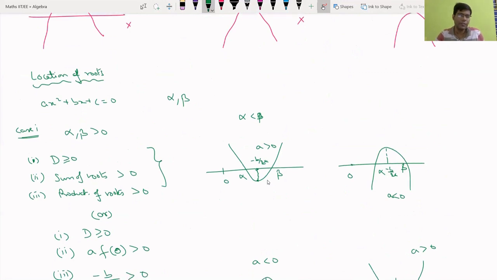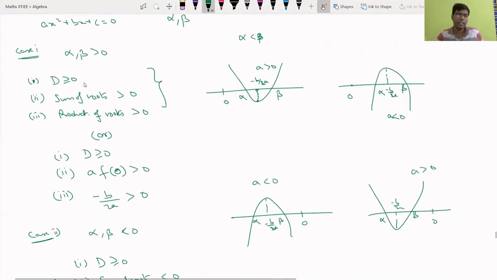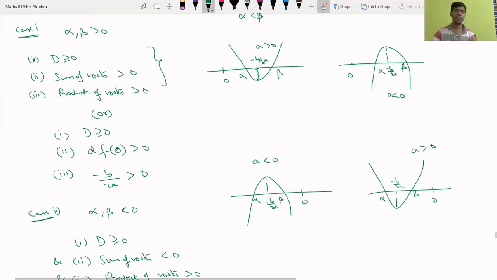In that case, we have to have either discriminant greater than 0, the sum of the roots positive and the product of the roots positive, because both the roots are lying on the positive side. So we need to check all these three conditions, or otherwise we need to just check discriminant greater than equal to 0, the product of A and f of 0 greater than 0, and minus b by 2a greater than 0. Either these three conditions or those three conditions, we can check and proceed.